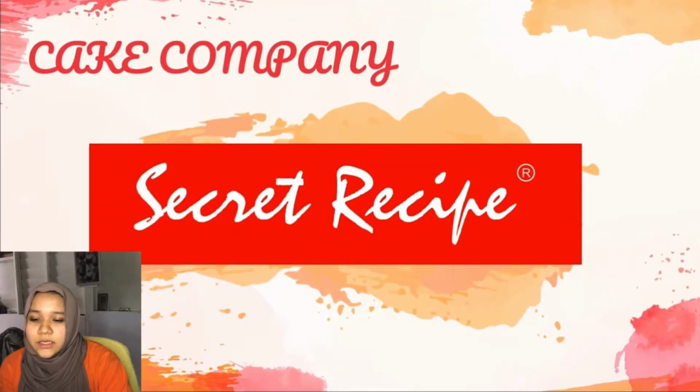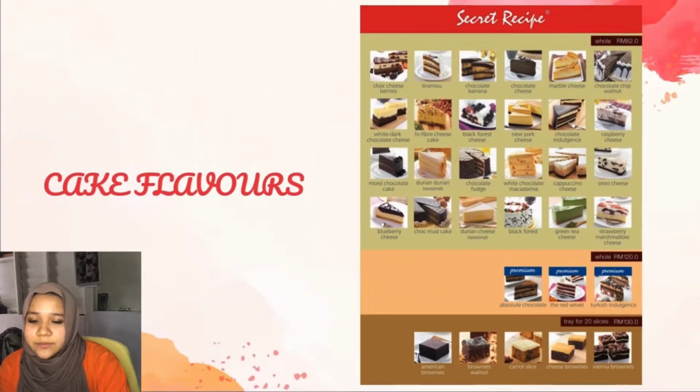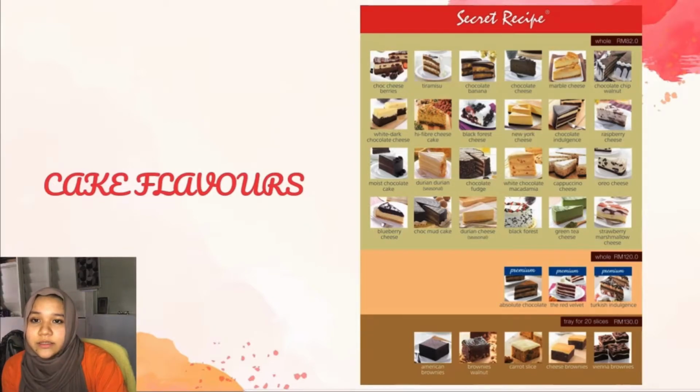Next, in Malaysia, one of the biggest cake companies is Secret Recipe, and it was founded in 1997. Secret Recipe has been serving their customers with over 20 types of scrumptious cakes. All of their cakes are 8 to 9 inches in diameter and weigh approximately 1.0 kg to 2.0 kg for a whole cake. The cakes also come in two shapes, which are round and square.